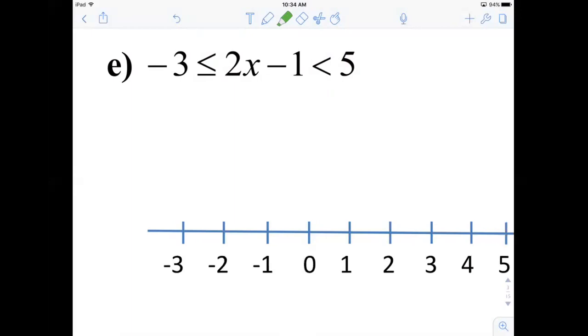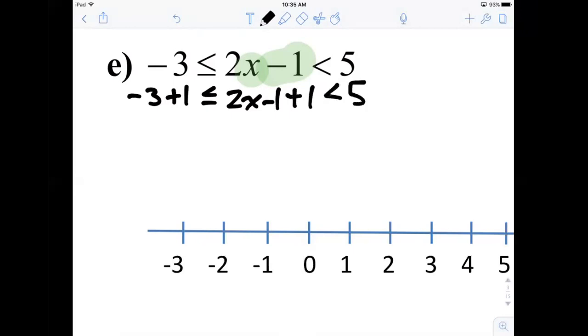But as long as we do the same thing to all 3 pieces, we follow all the same rules. So again, I'm trying to eventually figure out something about x. I want to get x all by itself. Well, right now it's also being subtracted with a 1. So what I'm going to do in my next step is add 1 to everything. Add 1 to each of my 3 pieces. So it's -3 plus 1, 2x minus 1 that I originally had, plus an extra 1, and then 5 plus 1 as well. Or in other words, -2 is going to be less than or equal to 2x, which is less than 6.